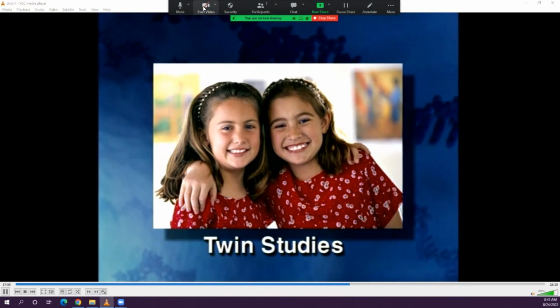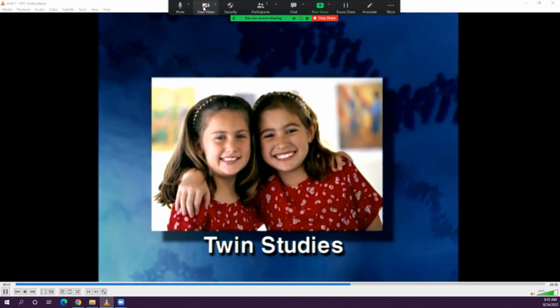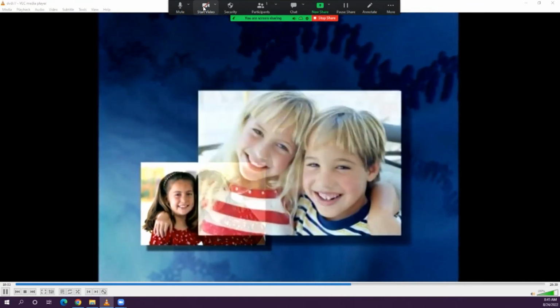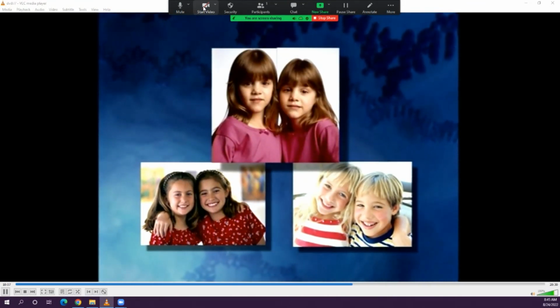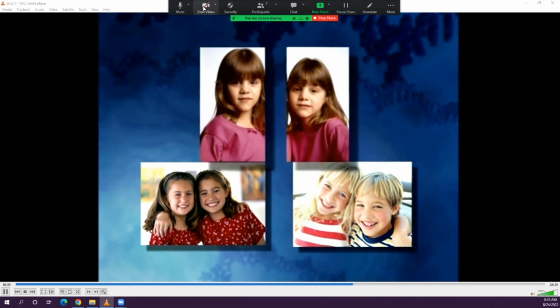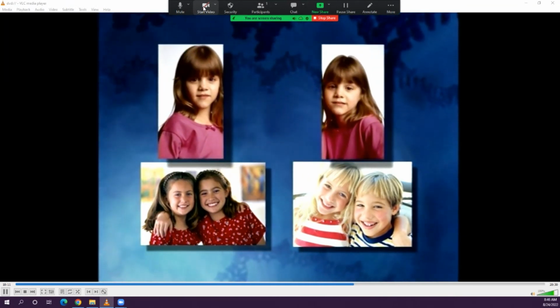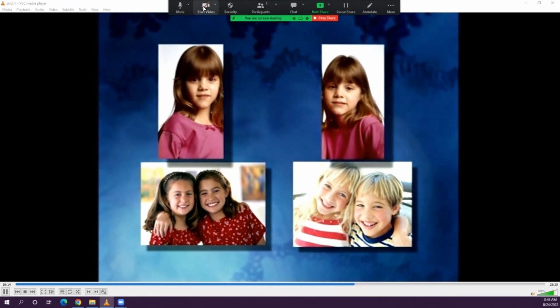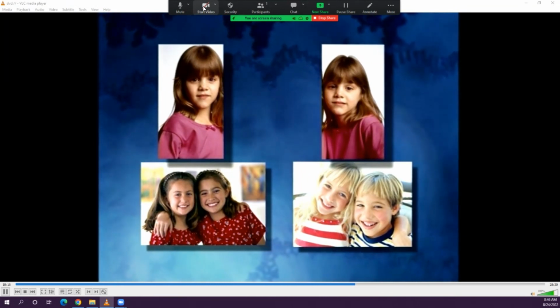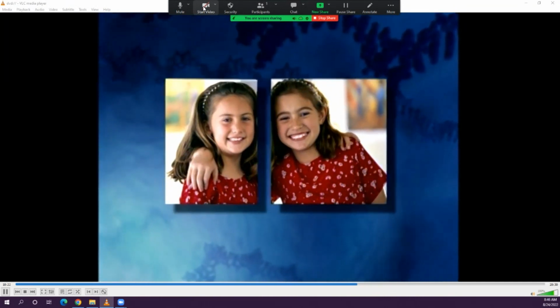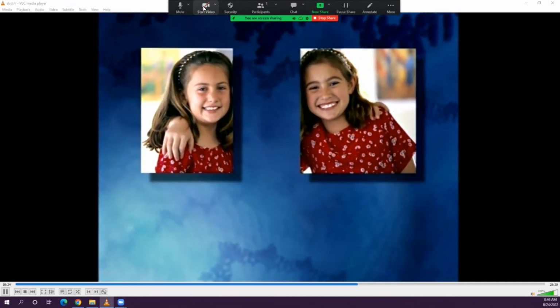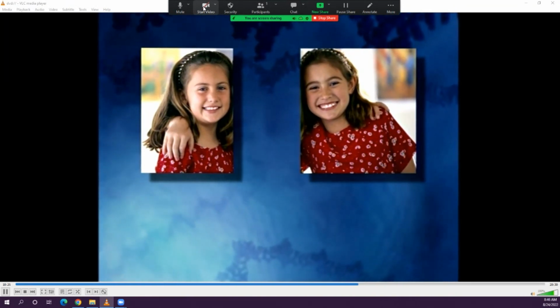Twins have been studied in a variety of methods. Identical or monozygotic twins were more alike than fraternal or dizygotic twins. Identical twins separated at birth were found to have similar physical and physiological traits. In the co-twin control study, one identical twin serves as the control as the development of the other twin is studied.